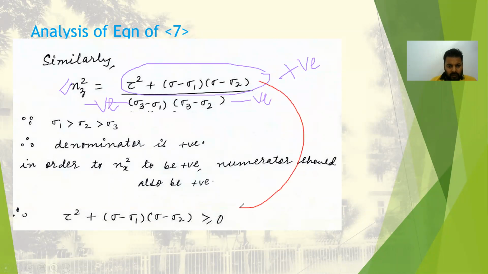This numerator has been copied from here. (tau square) ((sigma minus sigma 1) into (sigma minus sigma 2)) greater than or equal to 0, since it was positive. So in the next step, we have to simplify it in order to get the coordinates of the center of the circle and the radius of the circle.